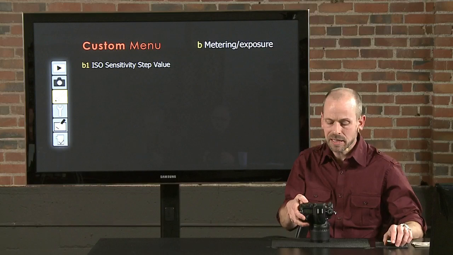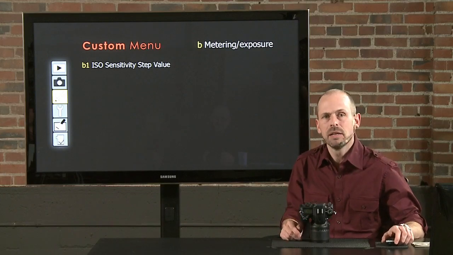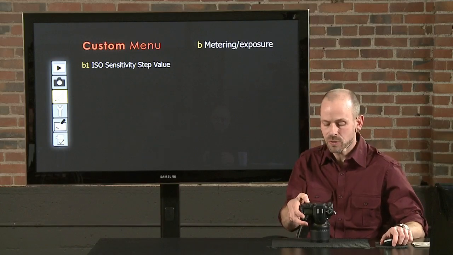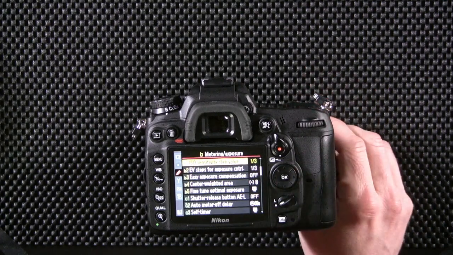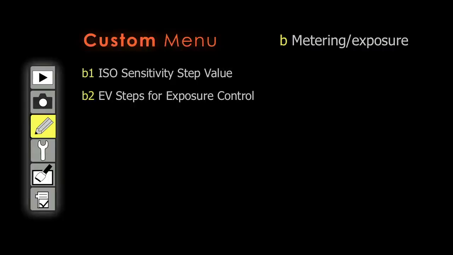And what do we have next? All right, so now we're going to get into the metering and exposure section. So B1, ISO sensitivity step value. You can change the settings from third to half stop. I like third stops, just a little more accurate. And the same thing for the exposure value steps. You can change that to half steps if you want. Sometimes there's light meters or other cameras or devices that work in half stops rather than third stops, and you may want to keep this kind of synchronized with the other devices you're working with.